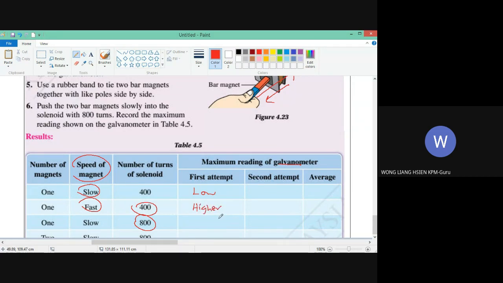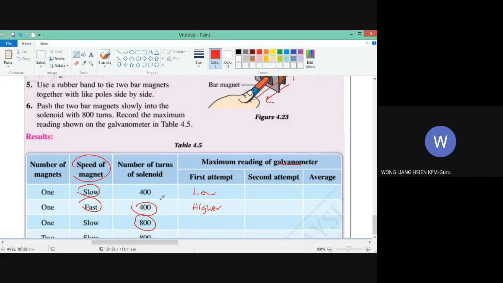That means if you move the magnet faster, or if the speed of cutting the magnetic flux is higher, that means you cut the magnetic flux faster, then you have stronger induced EMF. So if you want to produce a stronger EMF or a stronger current, then you cut the magnetic flux with a higher speed. Then you can produce a stronger EMF.